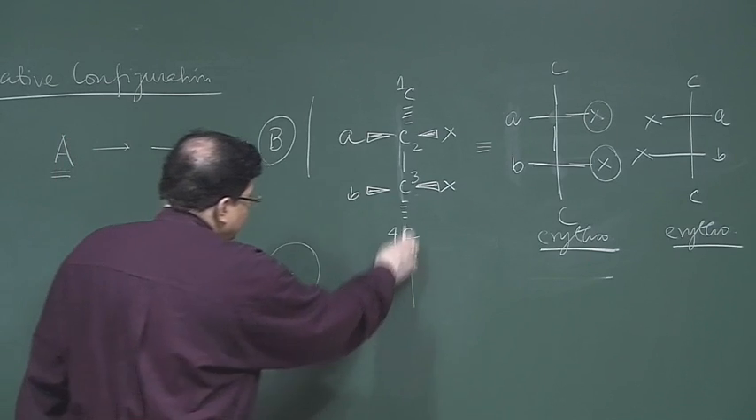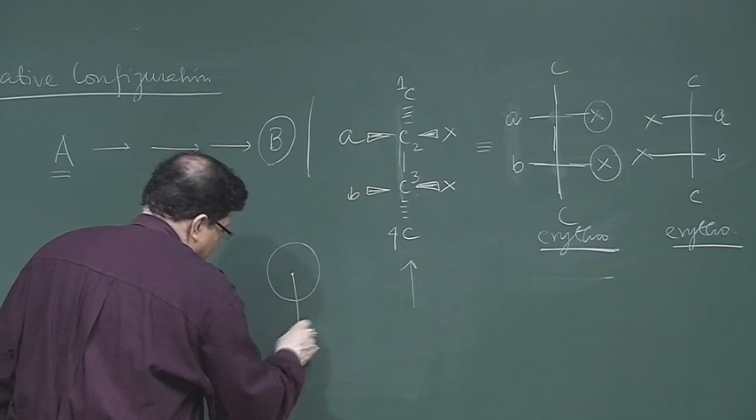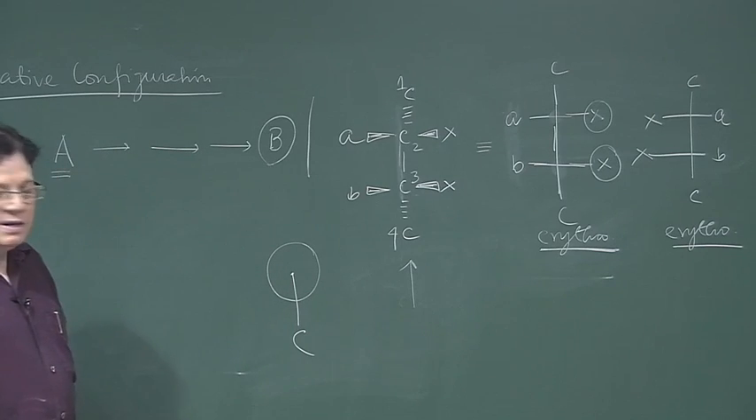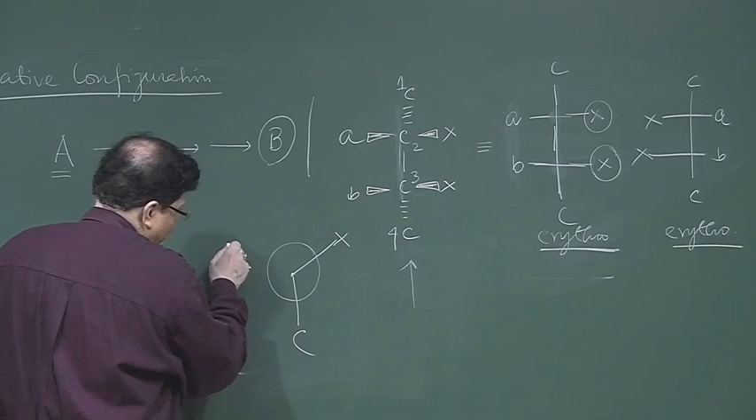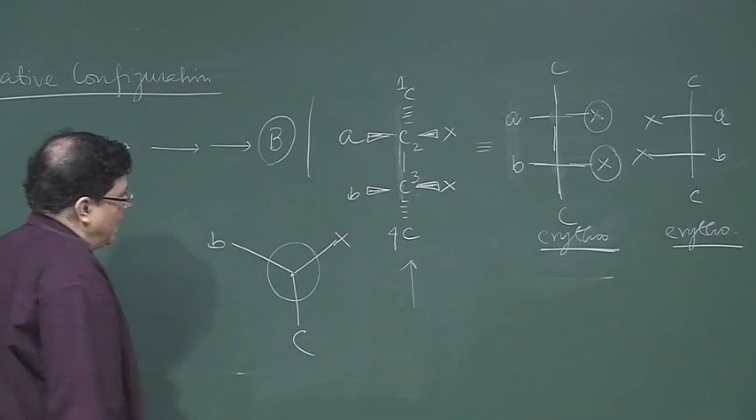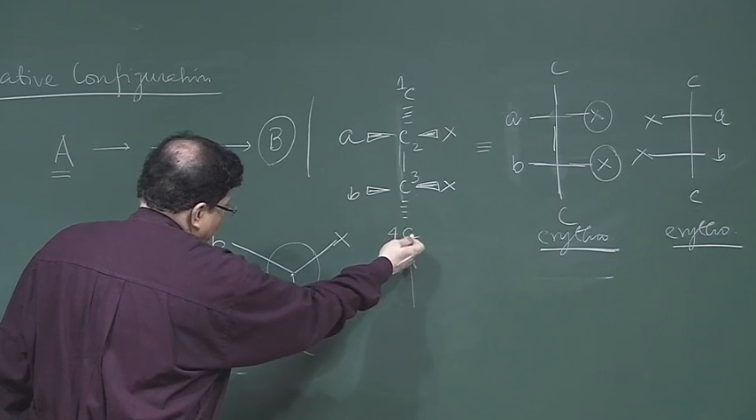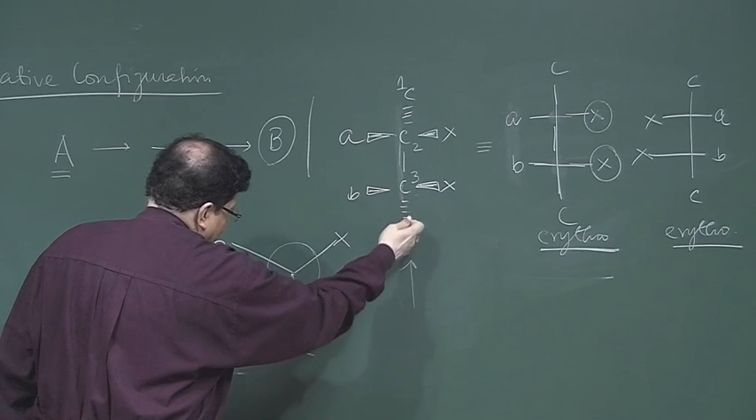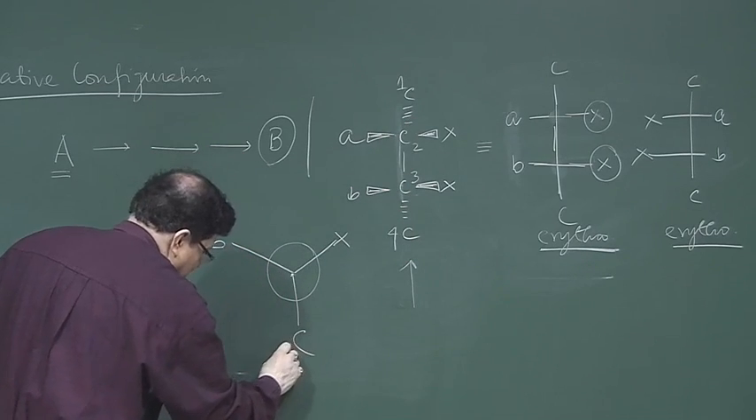So, when you look at this from this side, you can visualize and realize that this carbon is at the back, and this X will now be on this side and this B on this side. Okay. And what will be the C1 carbon? C1 carbon is in the same side as this C4. So, this is the C4 carbon.